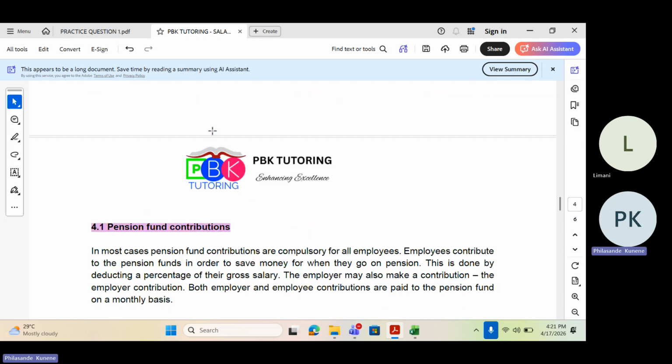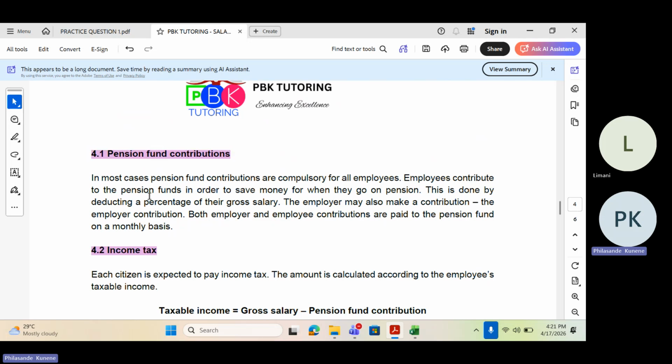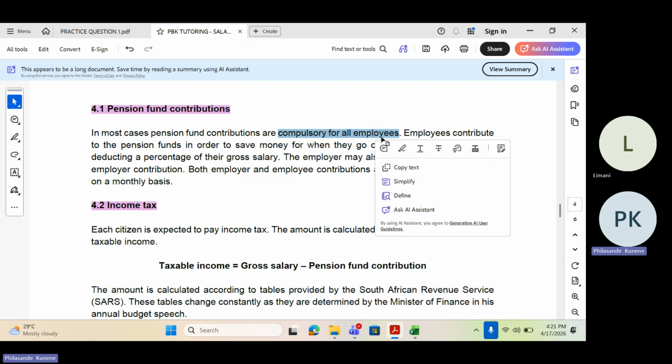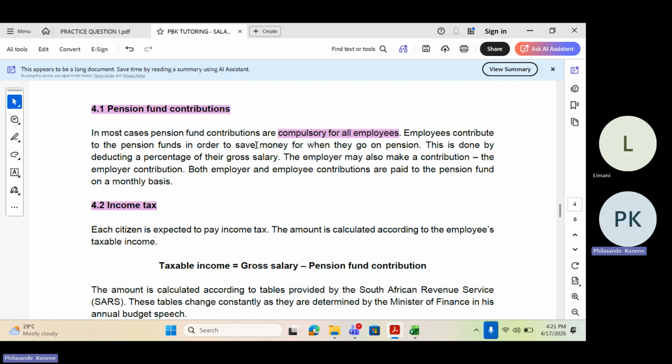4.1, let's talk about the first one. Pension fund. What is a pension fund? Pension fund, they're saying here, in most cases, pension fund contributions are compulsory for all employees, right? In most cases, they are compulsory, which means you have no choice. You have to pay pension fund contributions from your gross salary. We have to deduct it. Employees contribute to pension funds in order to save money, right? In order to save money for when they go on pension.